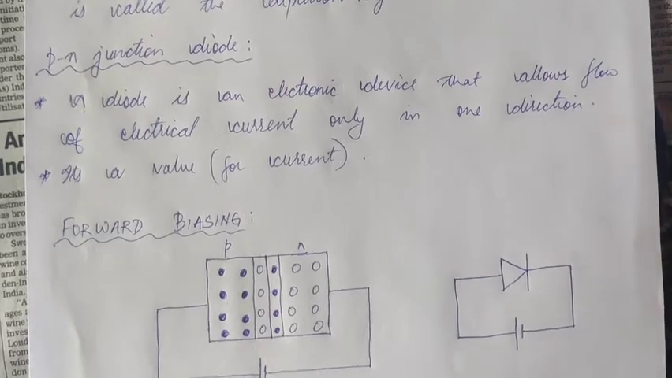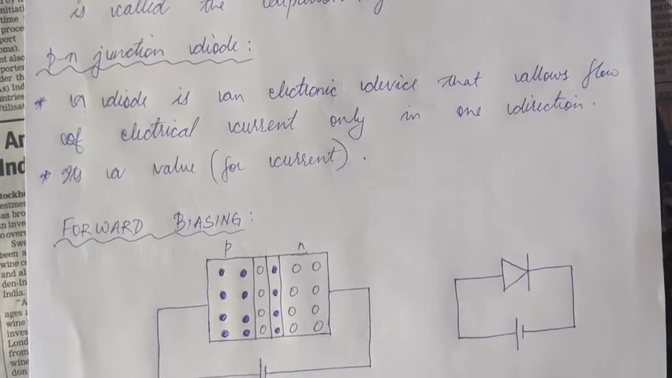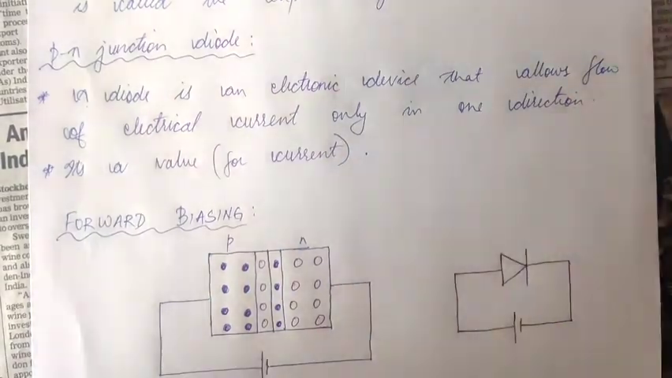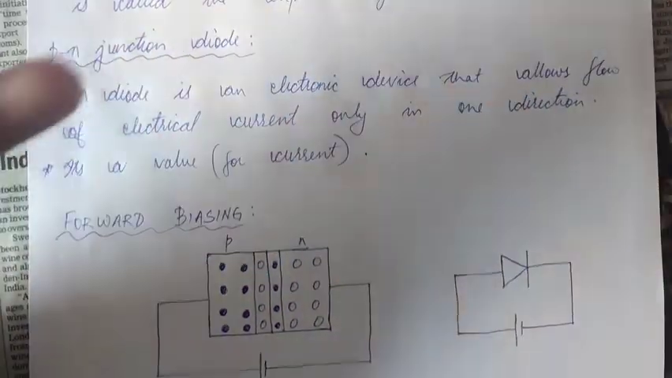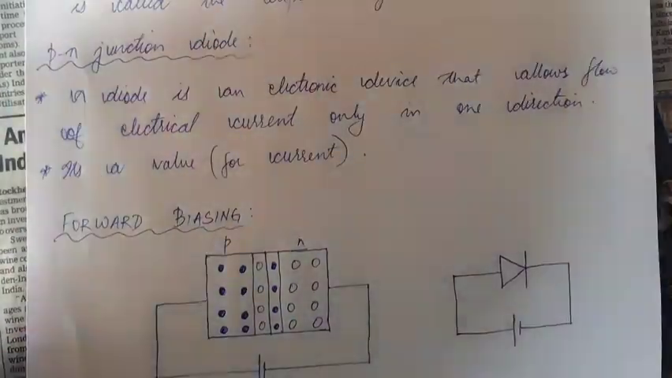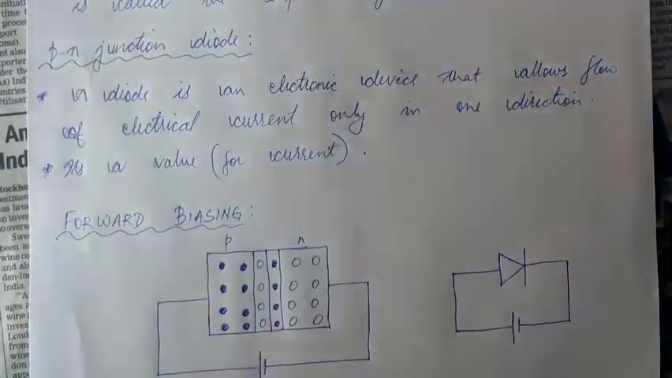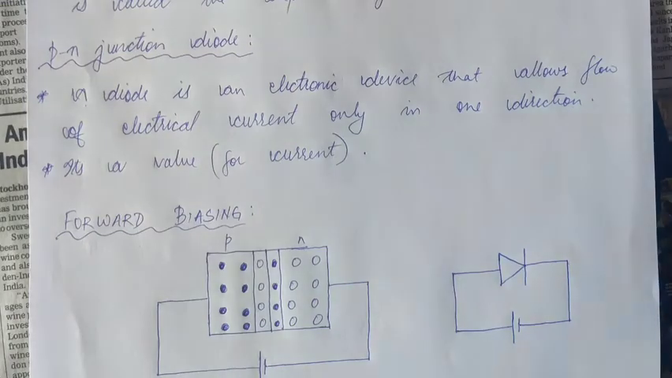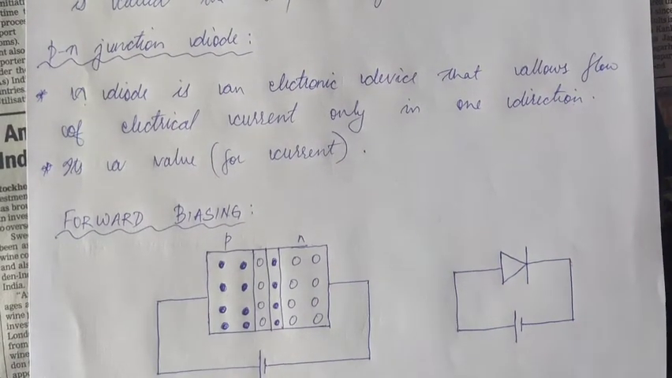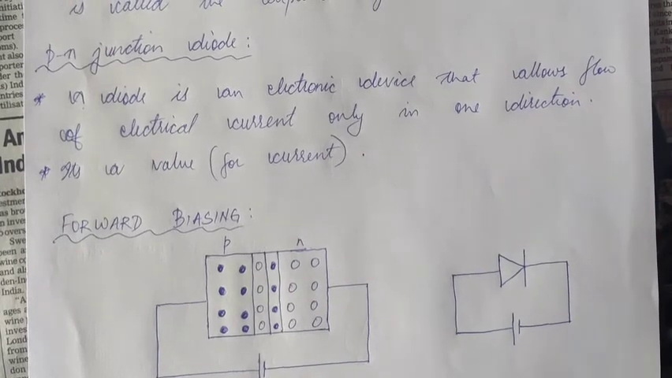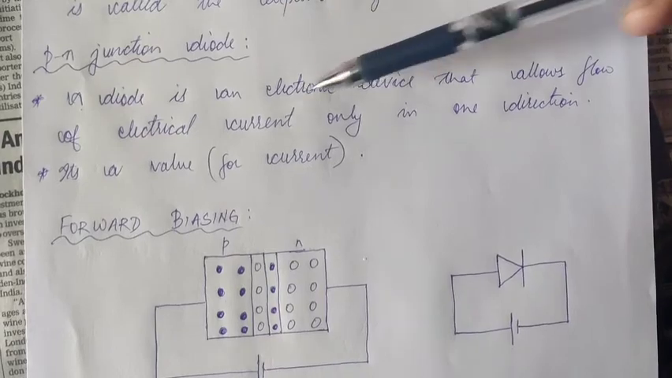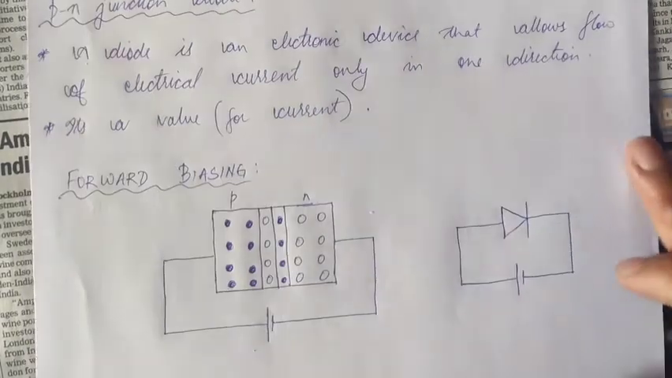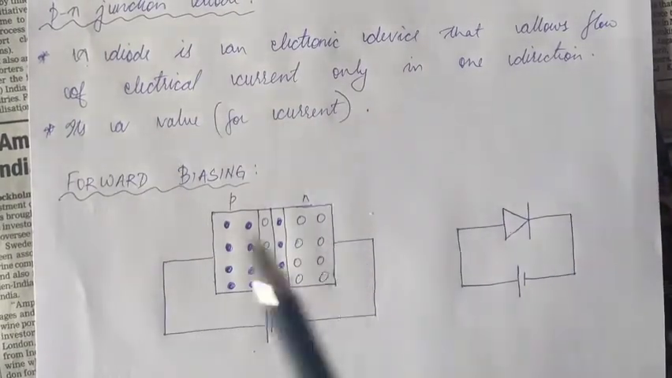You have a valve in the pressure cooker also. If you have buildup of excess pressure inside the pressure cooker, the gas is allowed to come out of the pressure cooker through that valve. But of course the gas from outside is not allowed to enter the pressure cooker through the valve. So a valve in a pressure cooker only allows the gas from the inside to flow in the outward direction. Likewise, a diode allows flow of electrical current only in one direction, mind you. So this is like a valve for current.